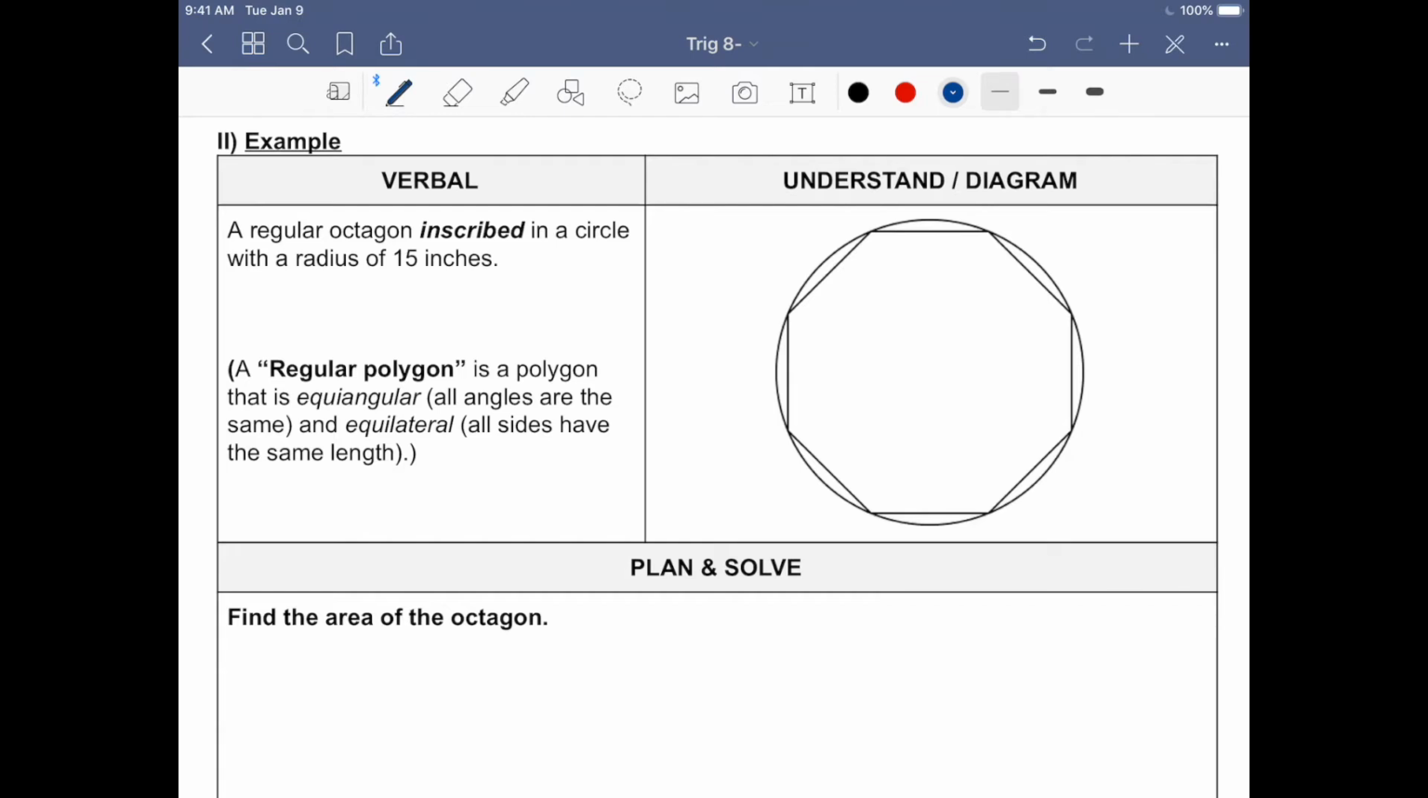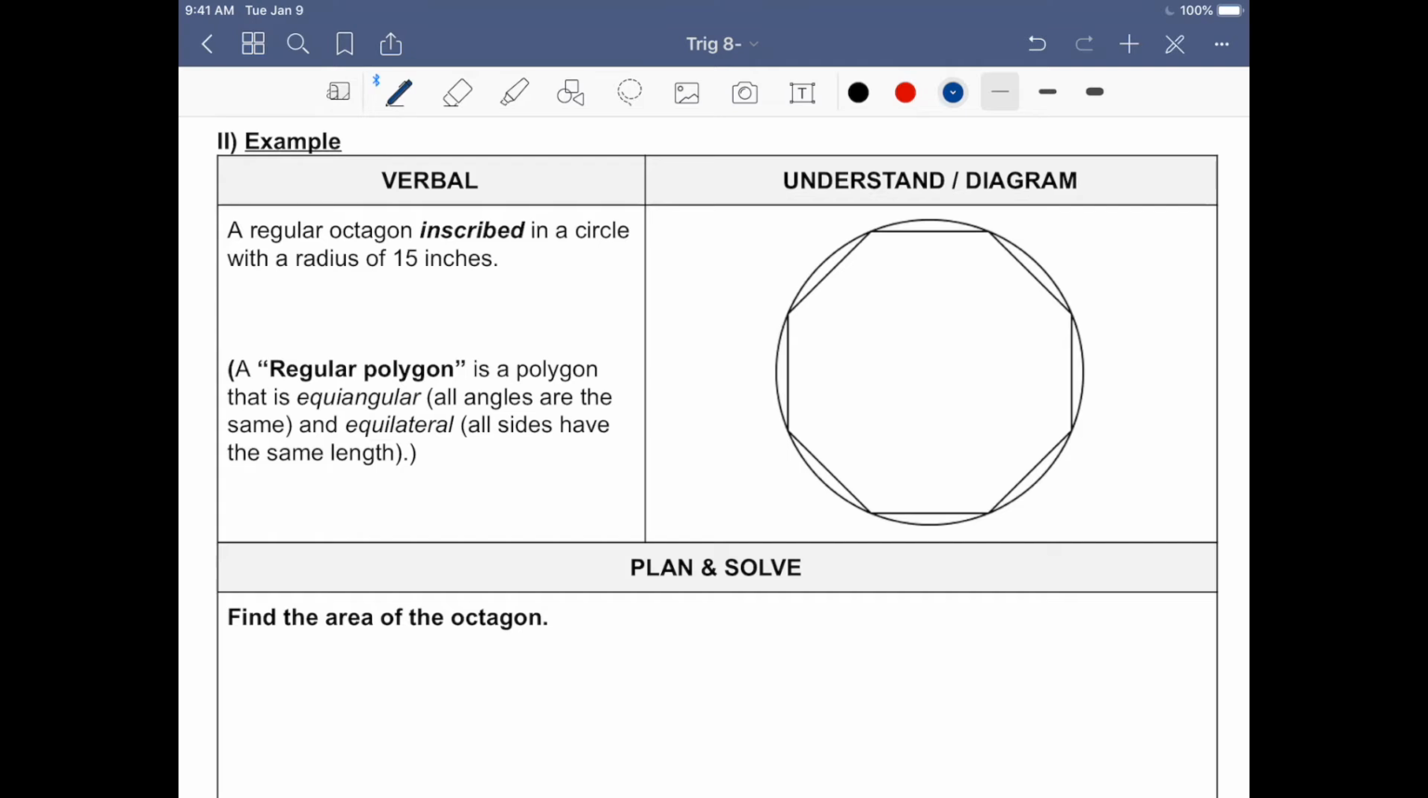Here's the verbal. A regular octagon is inscribed in a circle with a radius of 15 inches. And just to remind you, a regular polygon is a polygon that is equiangular, which means all the angles are the same, and equilateral, meaning all the sides have the same length. So the first thing I'm going to do is understand the problem. The best way to understand the problem is to draw a picture.